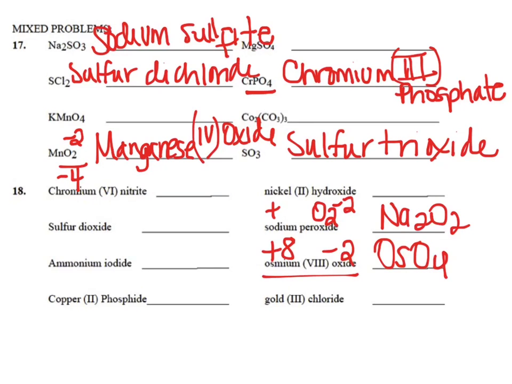And then I'll do copper 2 phosphide. So Cu, copper is a +2. Phosphorus is a -3. So Cu3P2.